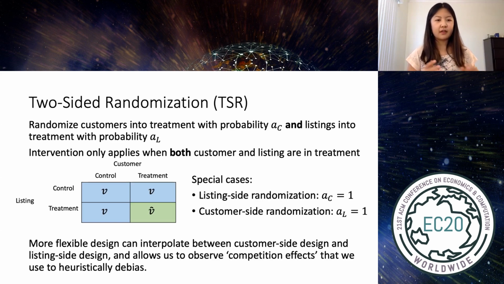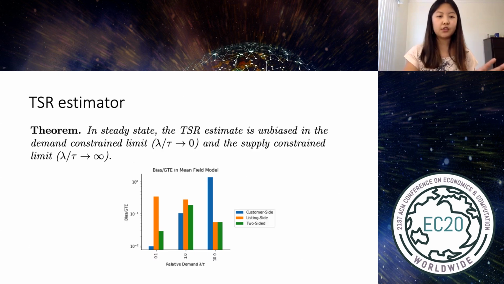There's also another thing that we can do from the structure. There's something about the structure that allows us to actually observe competition effects between customers and between listings. And then we can use these different effects to debias an estimator. So using these two insights, we come up with a TSR estimator. And this TSR estimator we show is unbiased in both the supply constrained and demand constrained limits. And we also see numerically that for many cases in this relatively balanced market, there can be benefits with respect to bias as well.